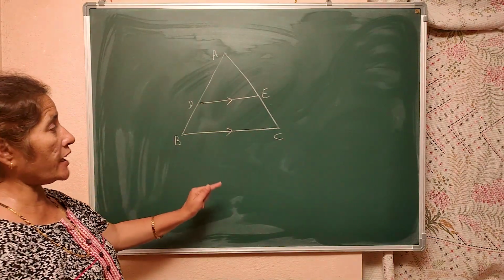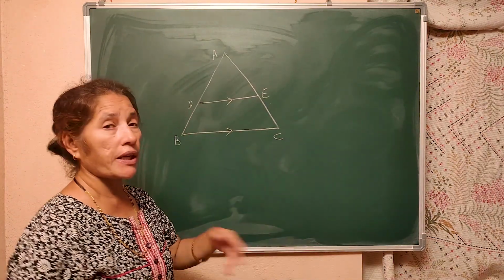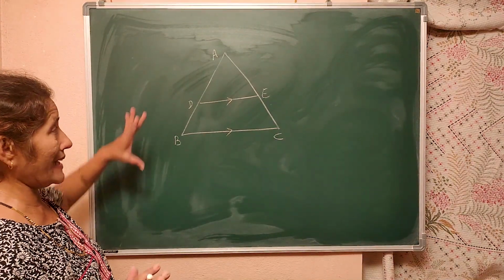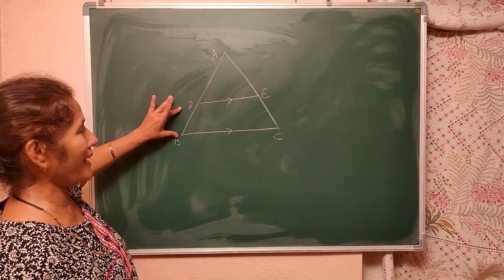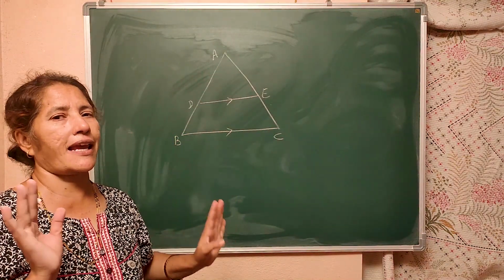I have drawn a line parallel to BC. What are the other two sides? AB and AC. It divides the other two sides proportionally. That is, AD by BD is equal to AE by EC. That is all he says in his theorem.